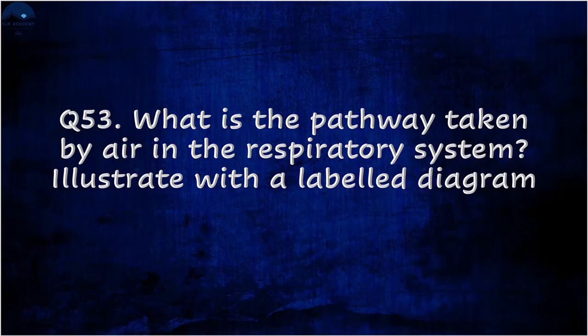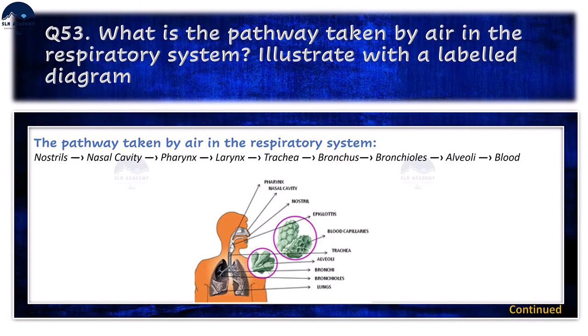Question 53. What is the pathway taken by air in the respiratory system? Illustrate with a labeled diagram. The pathway taken by the air in our respiratory system is nostrils, nasal cavity, pharynx, larynx, trachea, bronchus, bronchioles, alveoli, and blood.